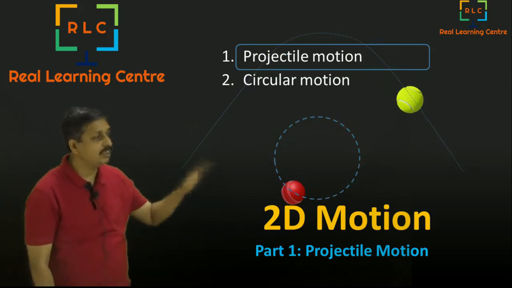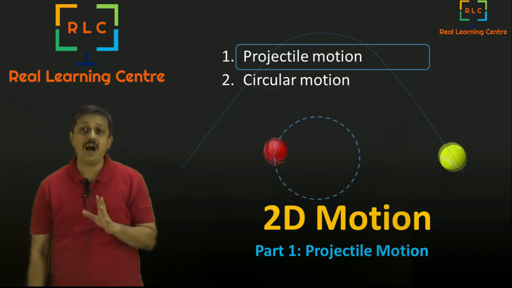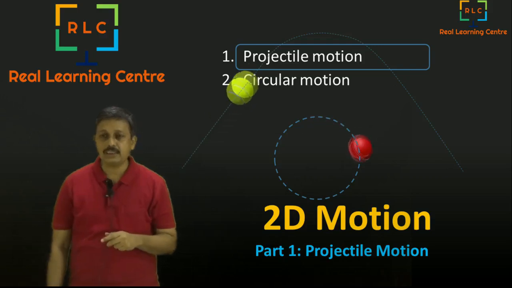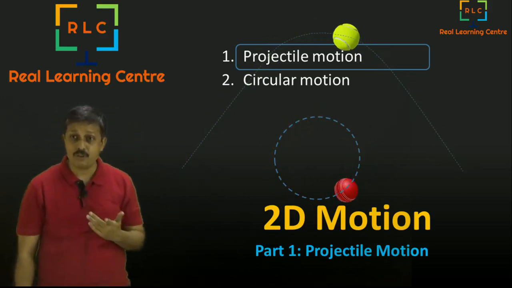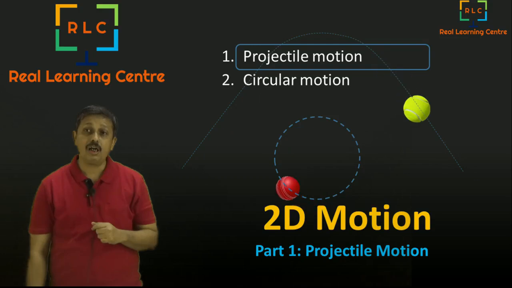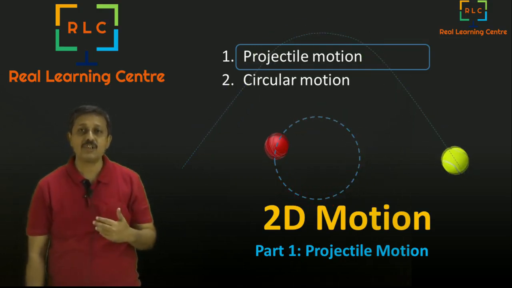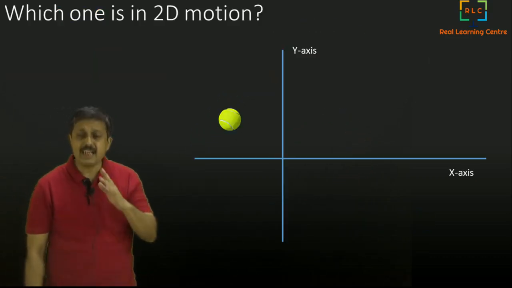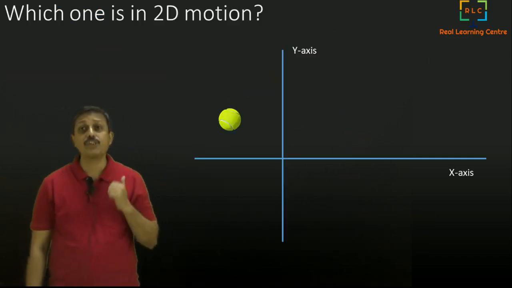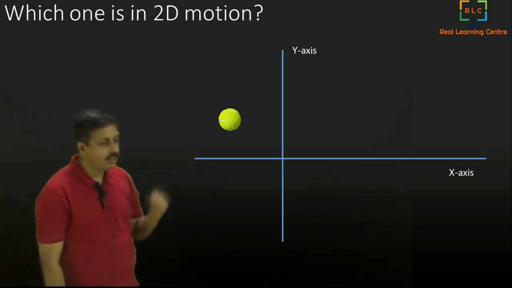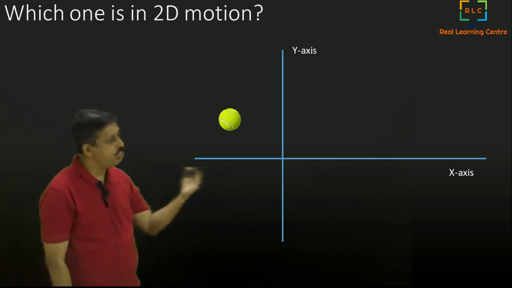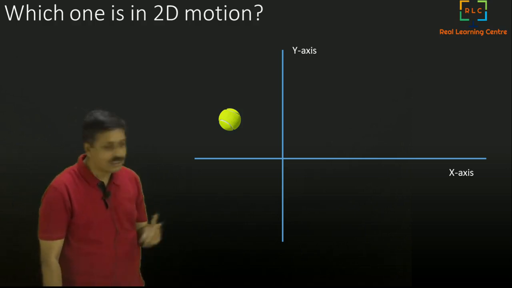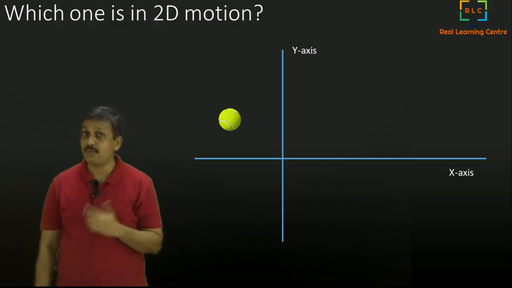These are the two things that we are going to discuss because they are very often used in our normal day-to-day circumstances. So let's start with understanding what is 2D motion, and then we get into projectile motion, and then later get into circular motion. First, let's identify which is 2D motion. I will put across a few situations and explore which one of them is a 2D motion and which one of them is a 1D motion.